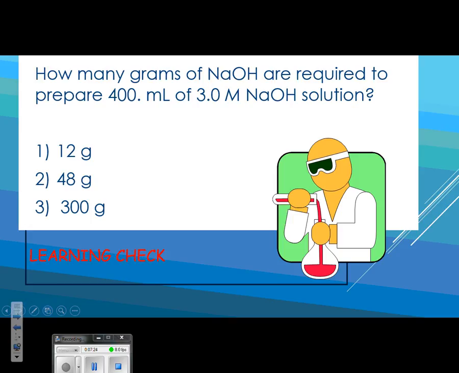Okay, 0.4 times the 3. And what's that going to get me? Moles. So I times those two together and I get 1.2, right? Because 4 times 3 is 12, but I'm 1 away with the decimal. So it's 1.2. Okay, now I've got 1.2 moles. What's my next step? So I'm going to add sodium, which is about 23, and I'm going to add oxygen, which is about 16. I'm going to add hydrogen, which is 1, and that adds up to about 40.